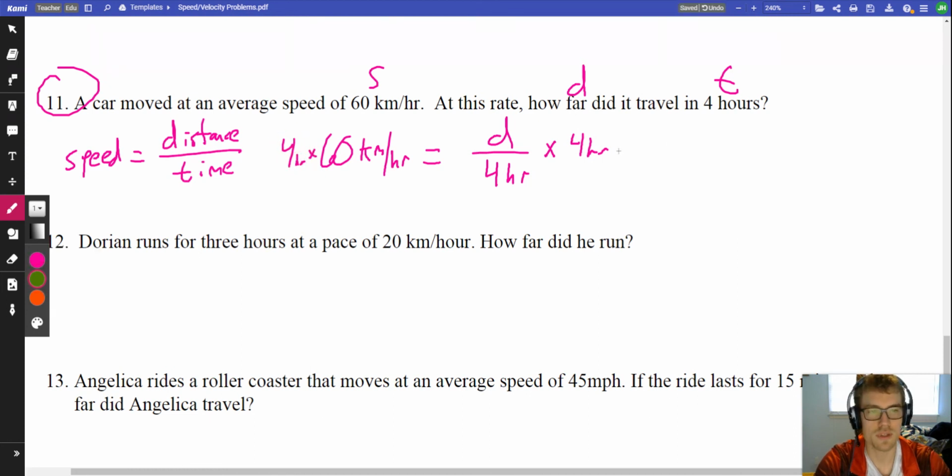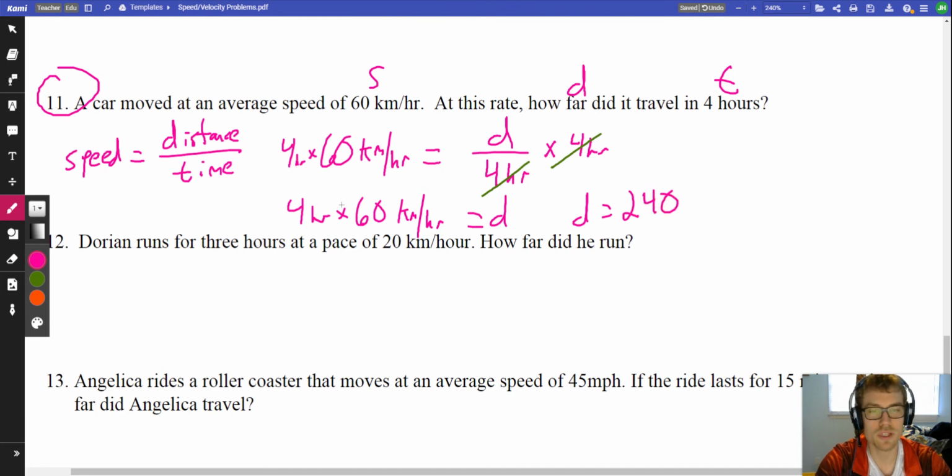Okay. When that happens, this cancels out. And so if I rewrite this, I now have 4 hours times 60 kilometers per hour is equal to my distance. And so now distance is just equal to 4 times 60. And so my distance is going to be equal to 240.